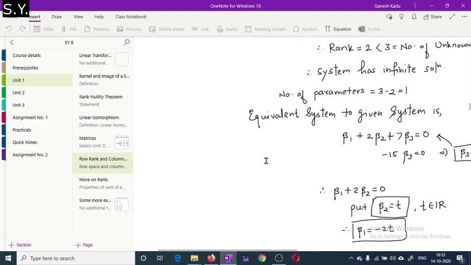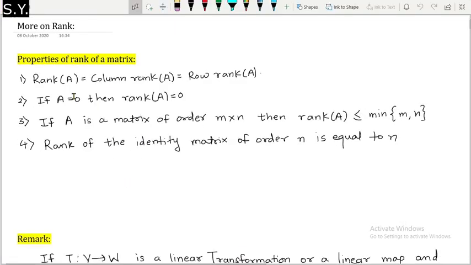First of all, row rank is equal to column rank, that we have discussed, right? We have proved that column rank is equal to row rank. The second thing is, if A is a matrix of order m by n, then rank of A is always less than or equal to the minimum of m comma n. So this is an important thing to note.